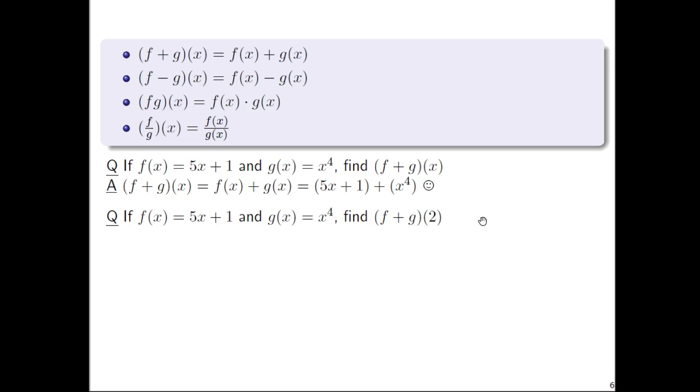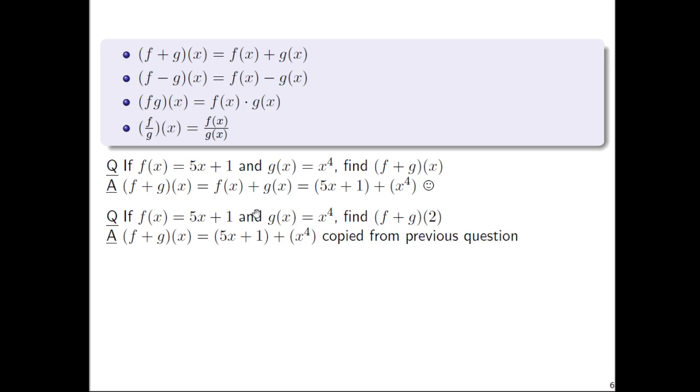Now, follow-up question to this. Starts out the same. If f of x equals 5x plus 1 and g of x equals x to the fourth, find f plus g of 2. That's the difference. We're actually going to work off of what we just did before. So we'll copy down that f plus g of x equals, skipping the work in the middle, we had 5x plus 1 plus x to the fourth, copied from the previous question.